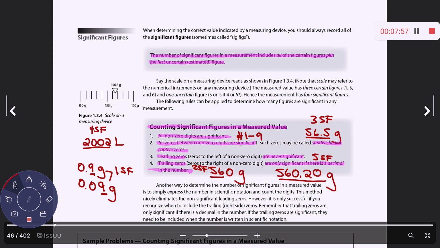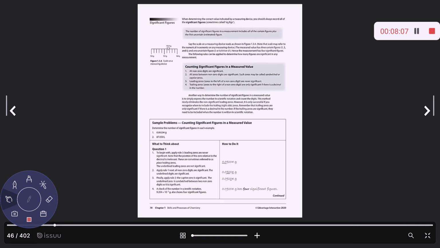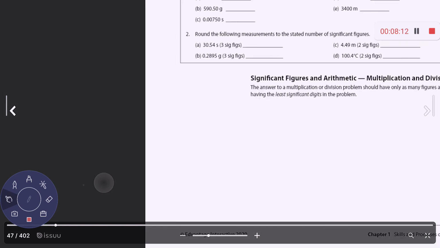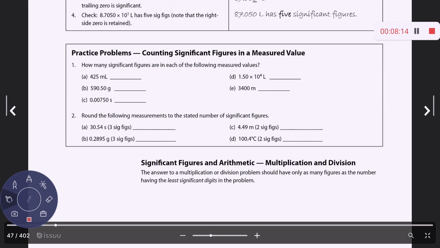Okay. So what we're going to do is we're going to do some practice. On the next page, there are some practice problems. So I want you to do number 1 and 2 with the person sitting next to you, and let's see what you guys come up with.